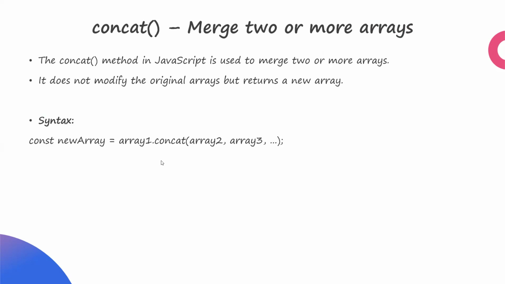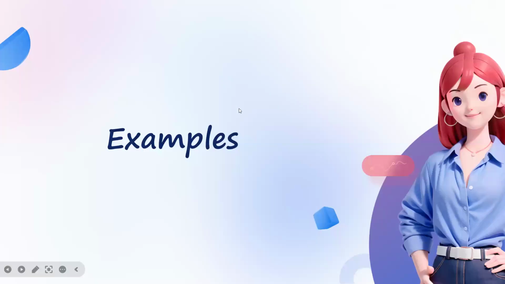So this is the syntax. For the first array, you call the concat method on it, and then you pass one or two or more arrays to it. It will return a new array, but this particular first array, array one, will not be changed. It will remain the same. Okay? So let's take a look at some examples.